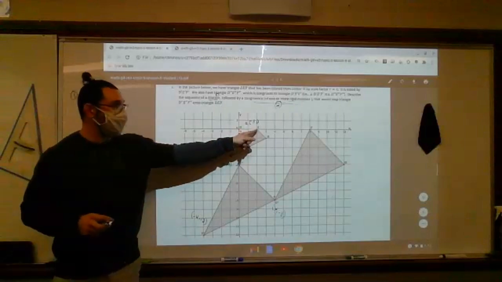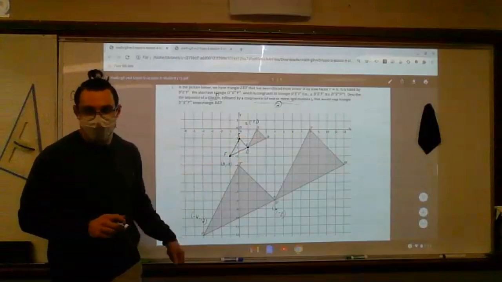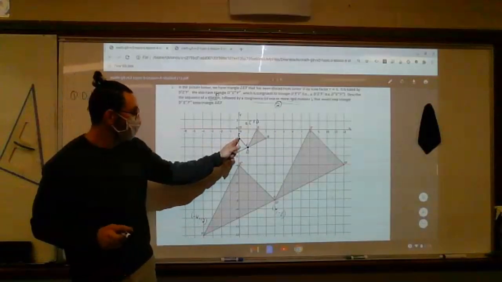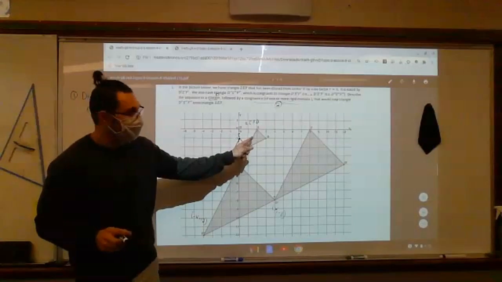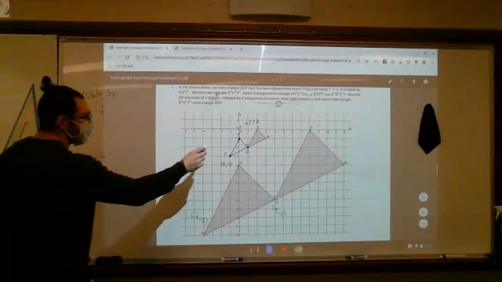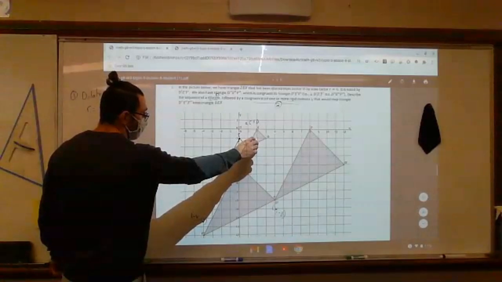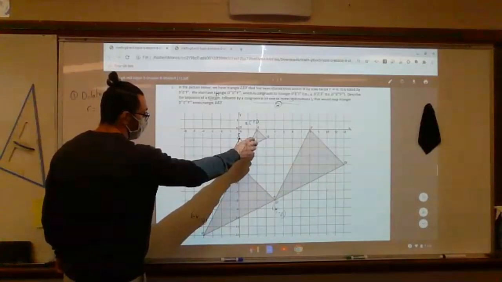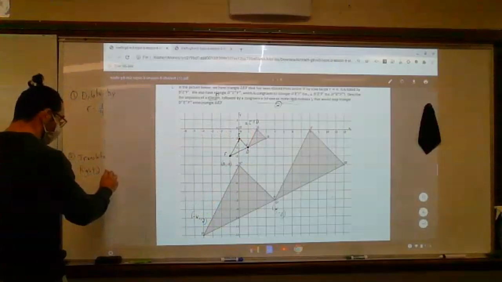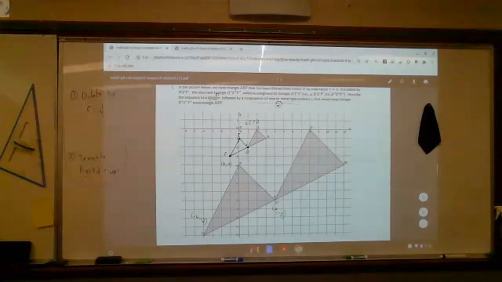So now we need to get E up to this E. Landon, which way am I going to move this E? To the right or to the left? Right. To the right. How many? Two. So translate right 2. And if I moved it right 2, then which way, Landon? Up. Up how many? Up 1. Give me a thumbs up if we got that one right.